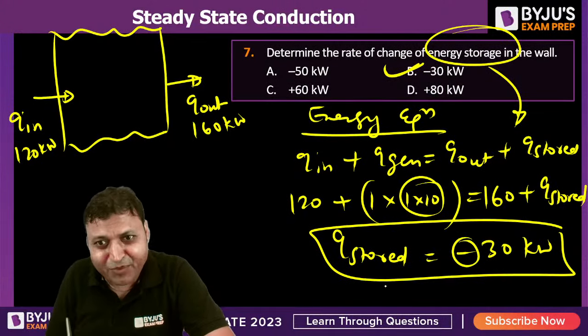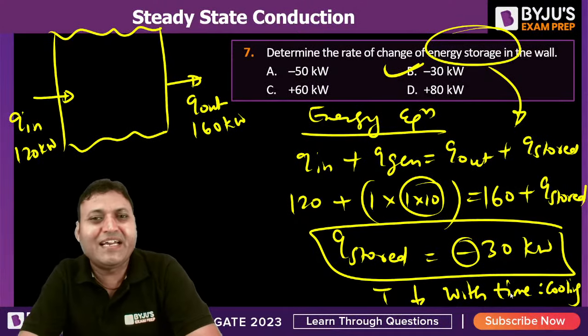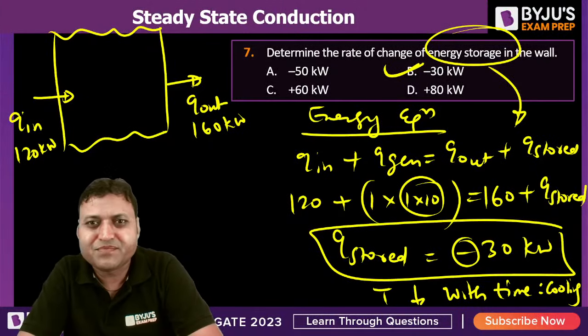Because it is negative, it means the temperature decreases with time, or there is a cooling of the system taking place. Because of negative heat storage, there is the cooling of the system.